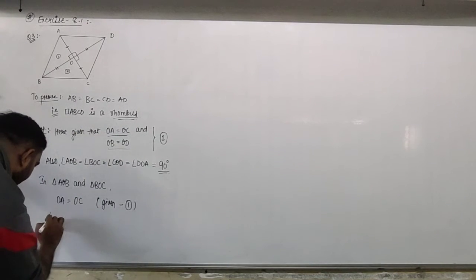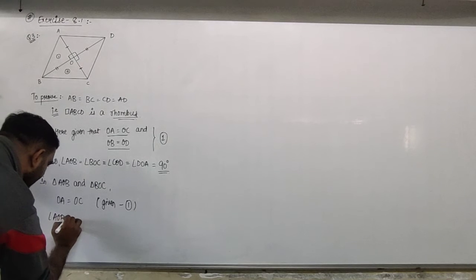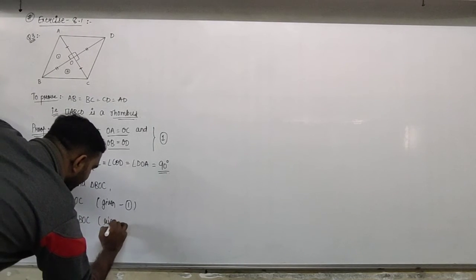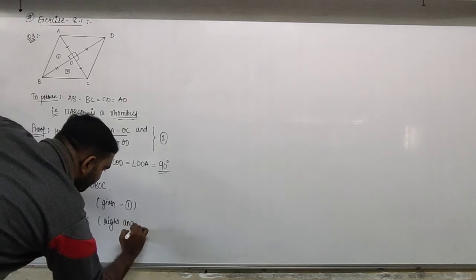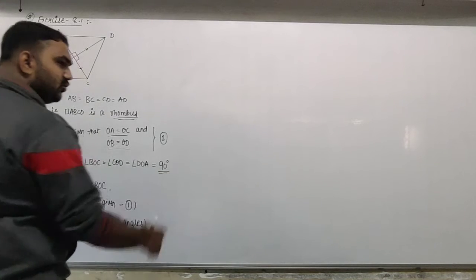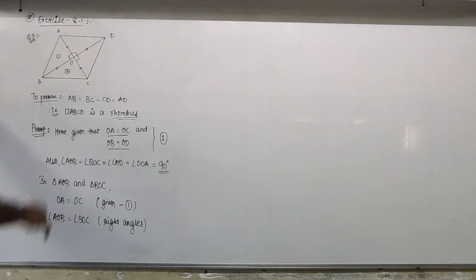Then angle AOB is equals to angle BOC because they are right angles. એ પણ given જ છે. given number 2 લખી શકો તમે અહીંયા, પણ હું એવું નથી લખતો, એ right angles લખું છું. AOB અને BOC વચ્ચેના જે right angles છે at the intersection point of the diagonals.